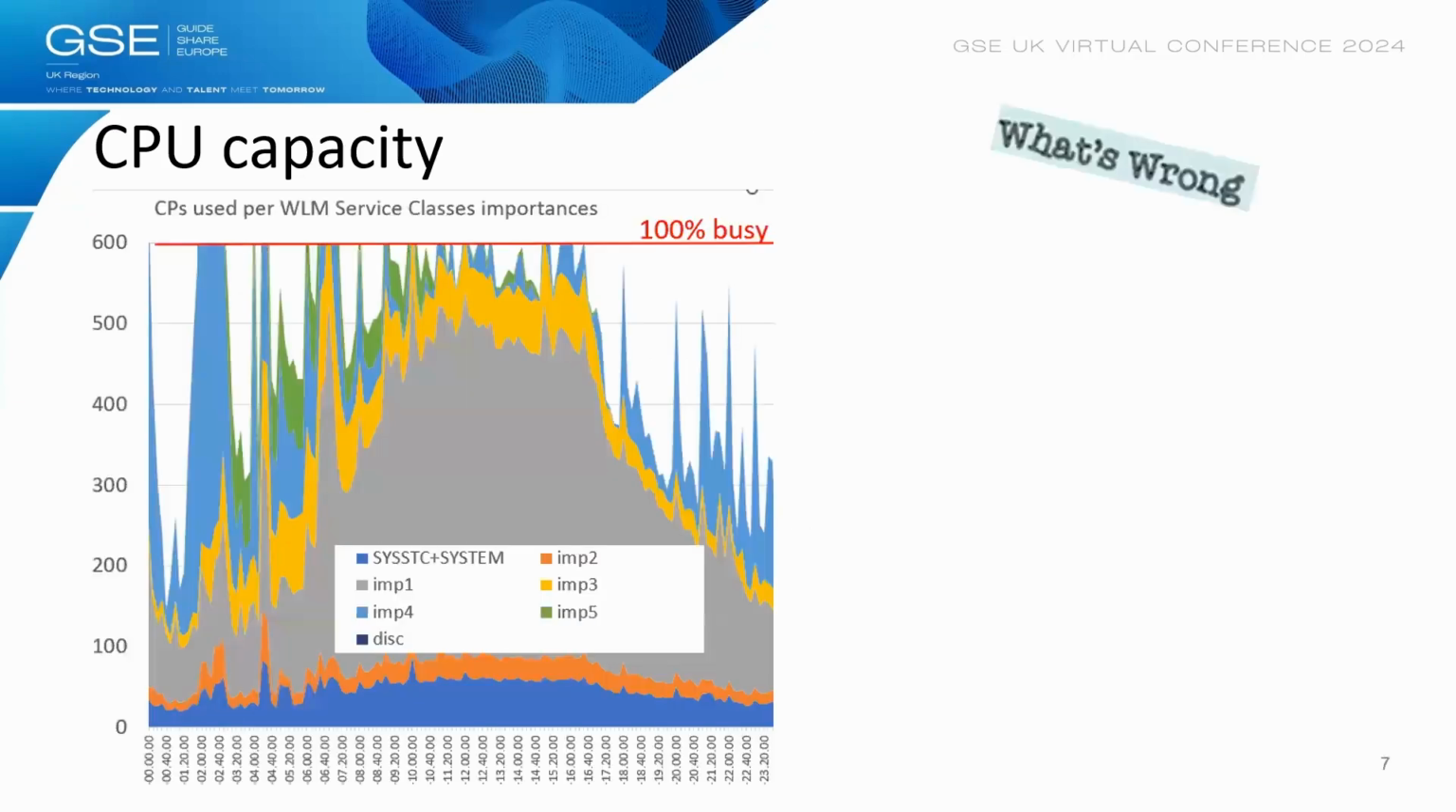So the first example here: what is wrong here? We have the system here. We see this system has some service classes, importance 1, 2, 3, 4, 5. And we see the system very often hits 100% busy. But that's not the end of the world, just hitting 100% busy from time to time. The end of the world may be that the majority of this workload, as you can see, is importance 1, which is this gray area.